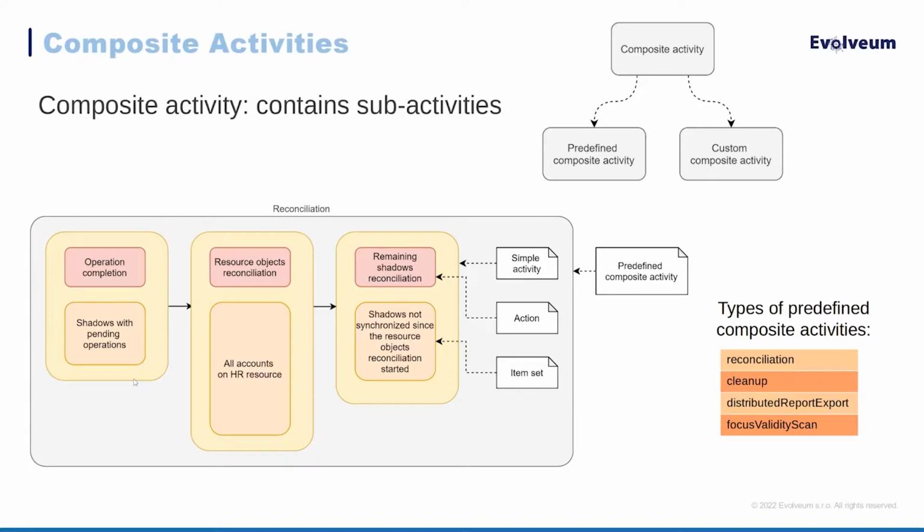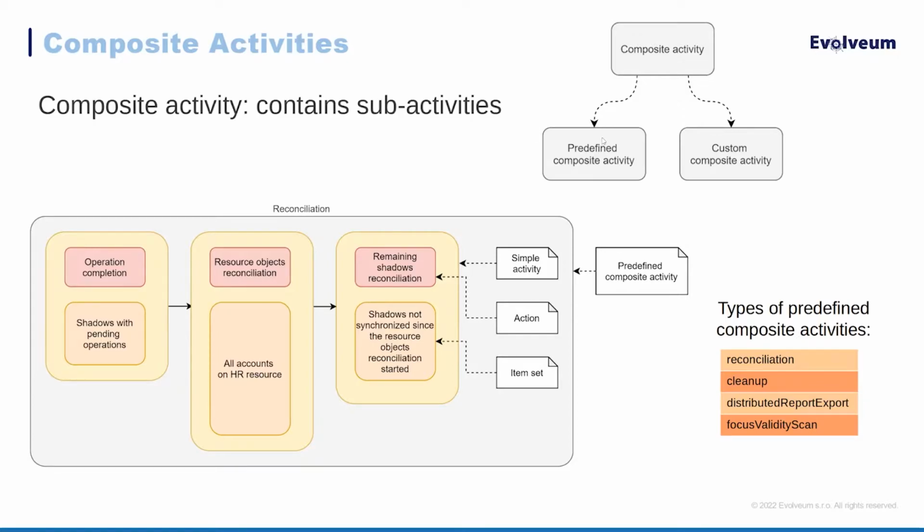Another very typical and common example is the cleanup activity that consists of cleaning up tasks, notes, cases, report outputs, certification campaigns, and audit records. The concept of composite activities is crucial for the reporting on their execution. For example, the progress of such activities is no longer a simple number. Now it consists of information from each of the sub-activities. Also, some configuration elements need to be attached not to the activity as a whole, but to individual sub-activities. Bucketing is a typical example.